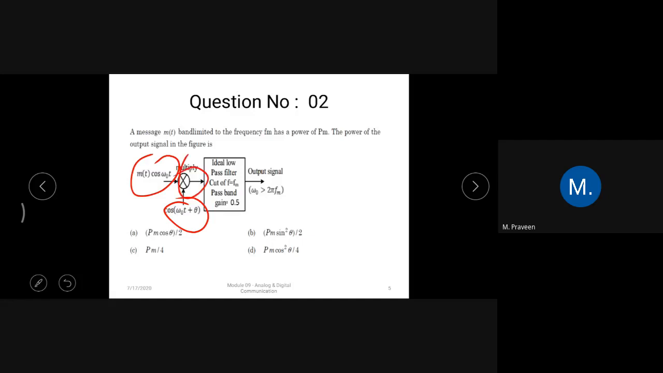After multiplication, the signal is passed to an ideal low pass filter with cutoff frequency fm and a gain of 0.5. Then there is the output signal. Now they are asking what will be the output of this low pass filter.